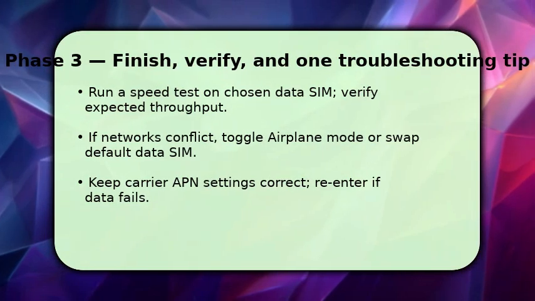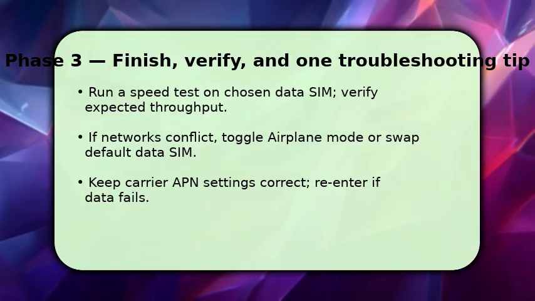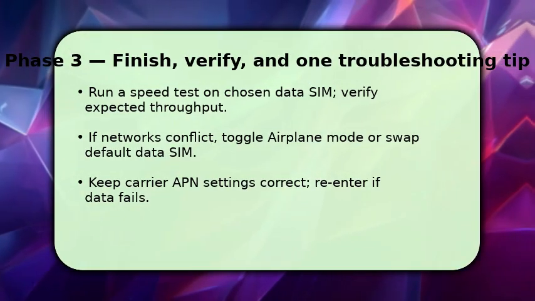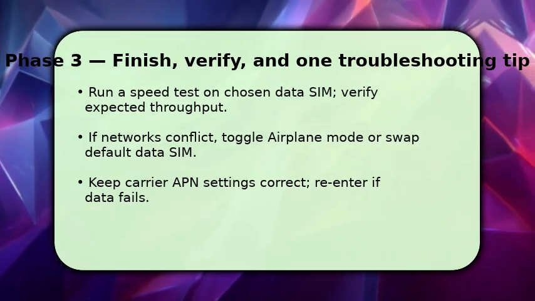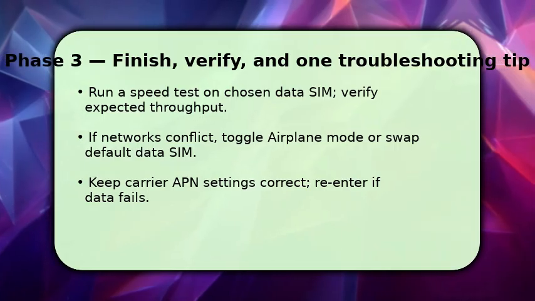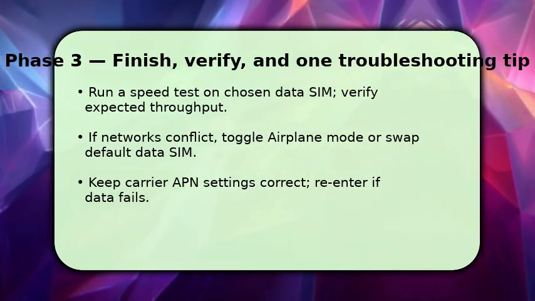To finish, test the setup. Run a speed test on the selected data SIM and browse to confirm stability, because real use reveals issues not shown in menus. If connectivity is flaky, toggle airplane mode or briefly switch the default data SIM, then switch back. This forces a fresh network registration.